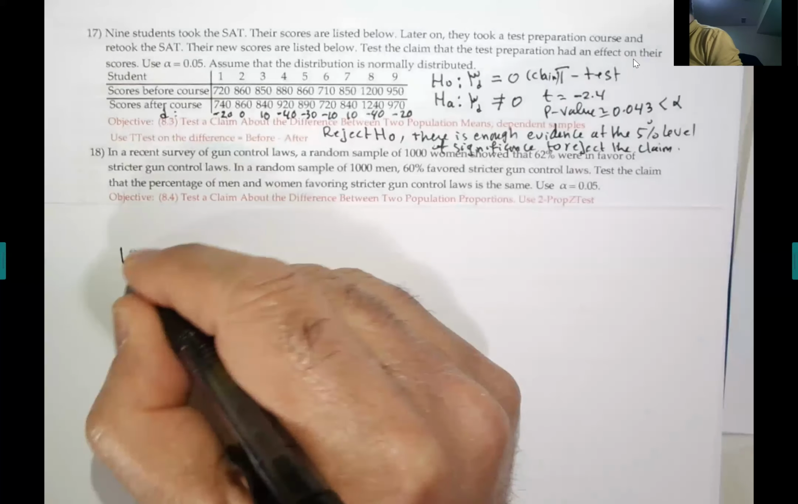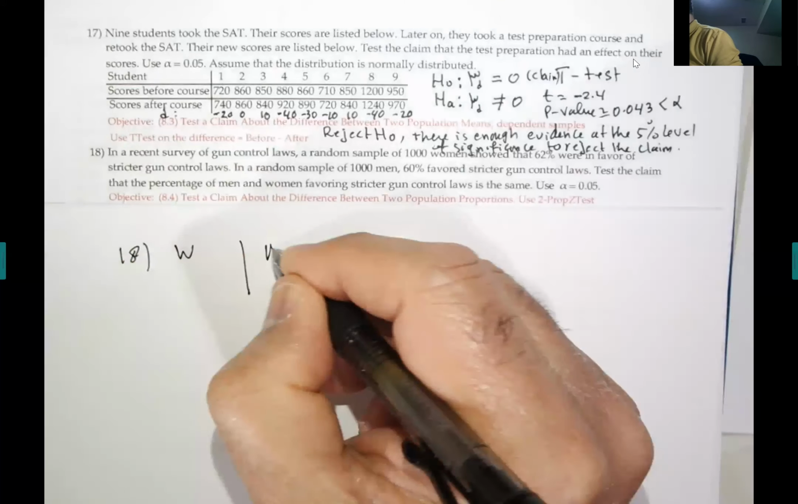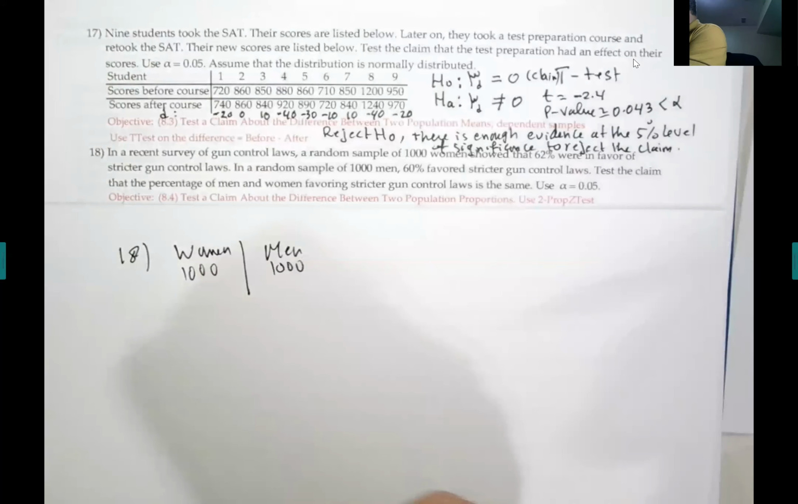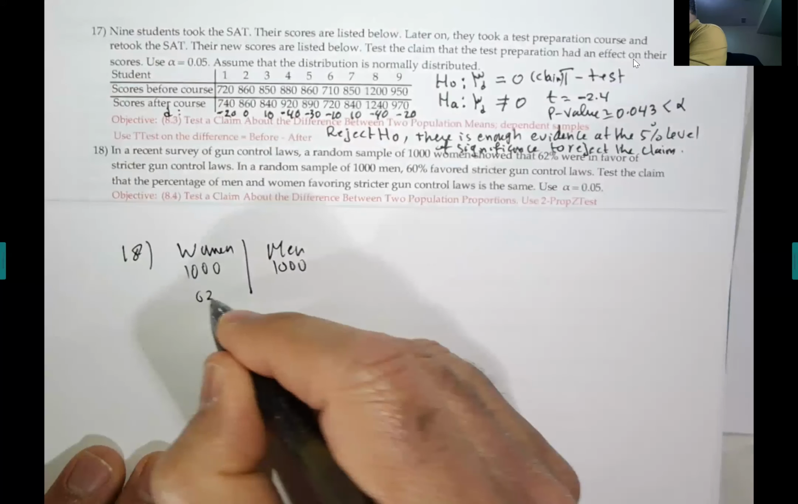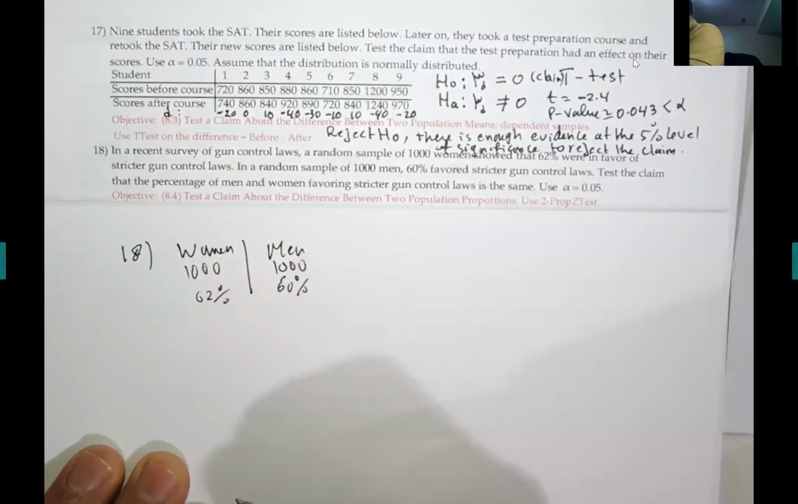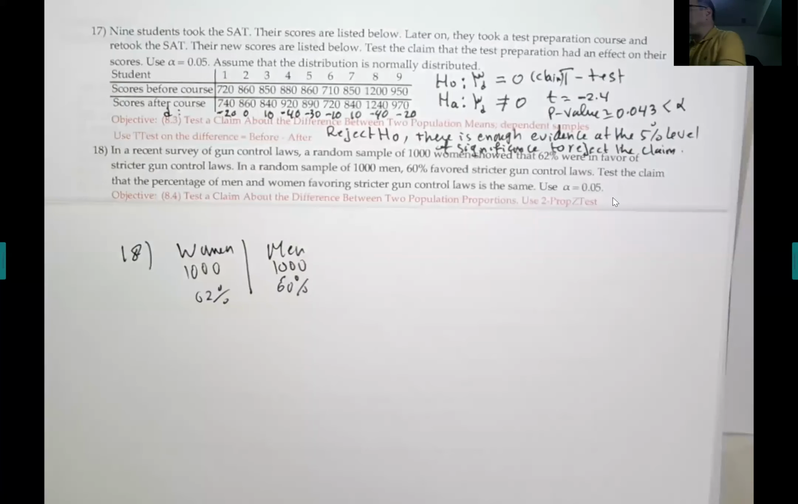In a recent survey of gun control laws, a random sample of 1,000 women showed that 62% were in favor of stricter gun control laws. In a random sample of 1,000 men, so we have women and we have men, 1,000, 62%, 60%. Test the claim that the percentage of men and women favoring stricter gun control laws is the same. So we want to test if the proportions are the same.